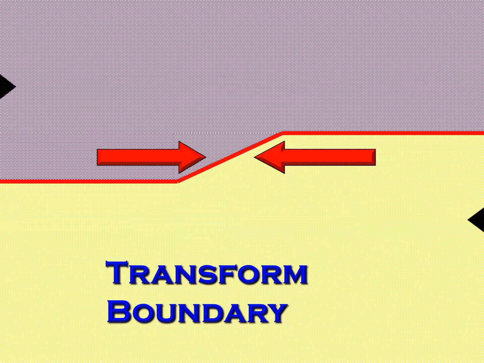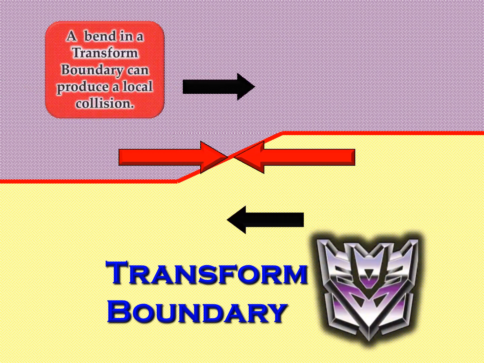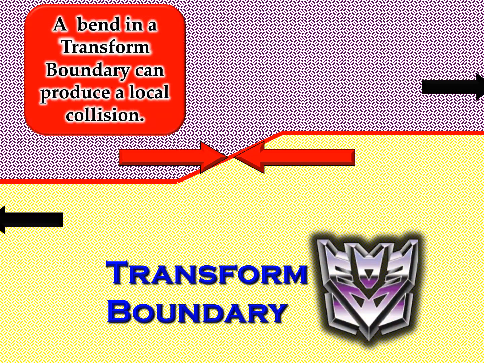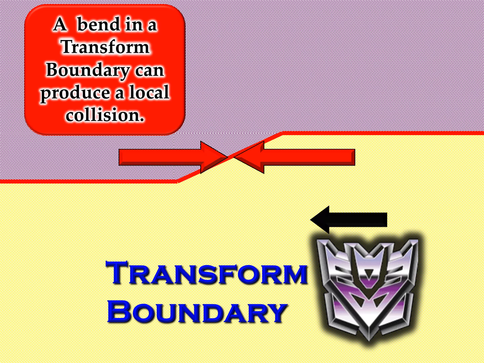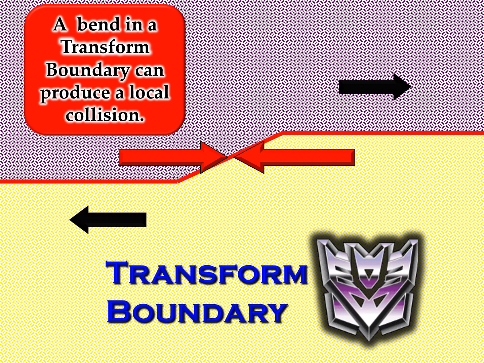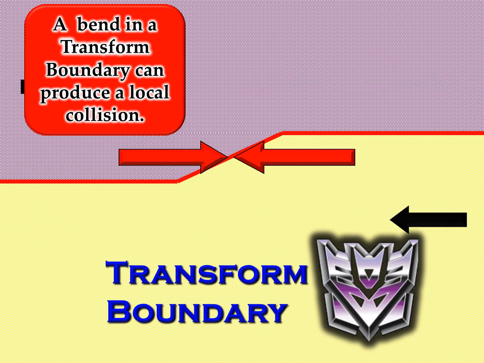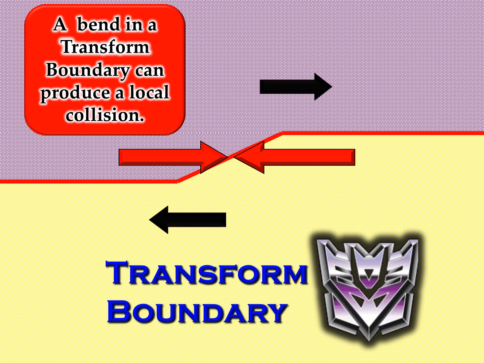Well, what happens here is that notice what's happening when those two plates are sliding past each other. Notice what's happening right at that bend. You can sort of imagine that, well, it's really going to stick there, isn't it? Because right at that boundary, boom, there is a local collision. So a bend in a transform boundary can produce a local collision. By the way, it can also produce a local divergence if the bend were the other way.